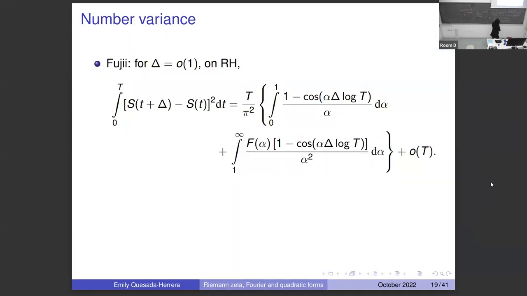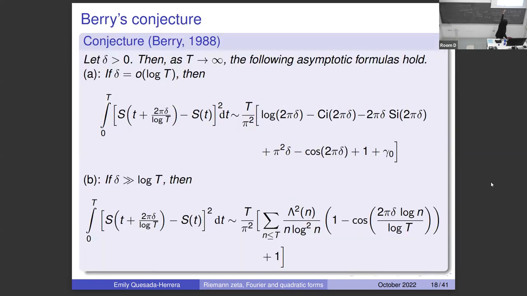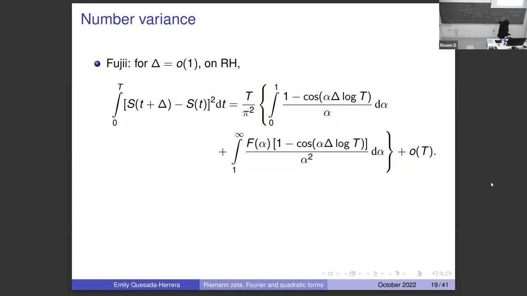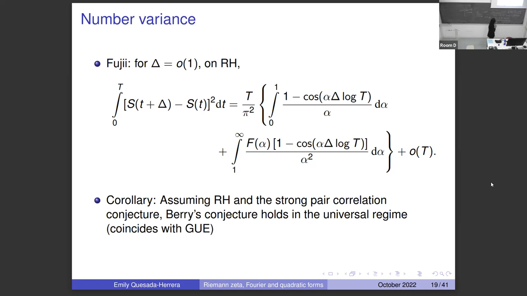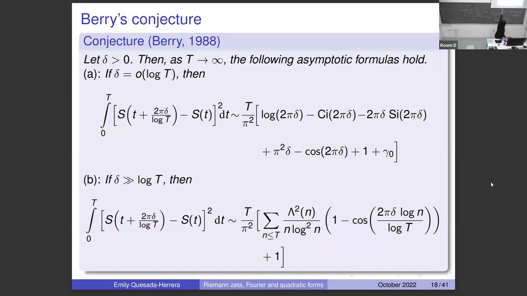There have been several approaches so far. For example, Goldston, Gonek and Montgomery, assuming the Riemann hypothesis. Let's now make a normalization and call the shift big delta. When the shift is small, which corresponds to part A, he is able to compute an asymptotic formula. For the second term, he uses information from the theorems on pair correlation, the function for pair correlation introduced by Montgomery. In particular, if we also assume Montgomery's strong pair correlation conjecture, that F is asymptotically one, then this implies Berry's conjecture in part A, when the shift is small.